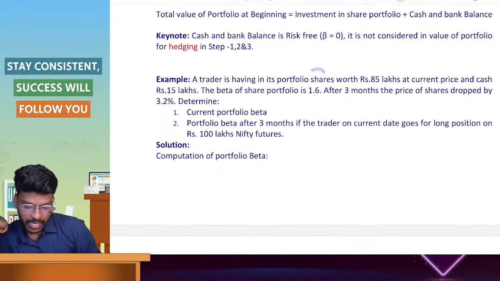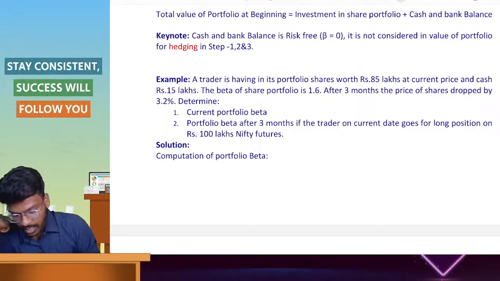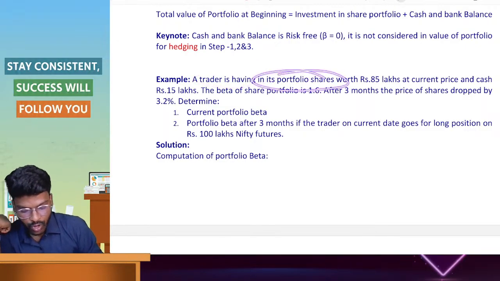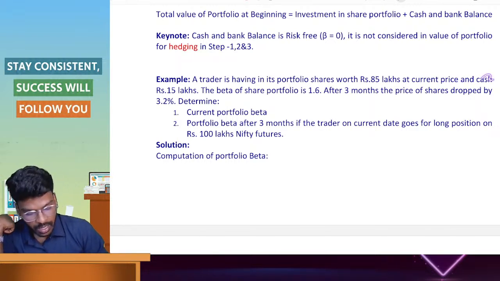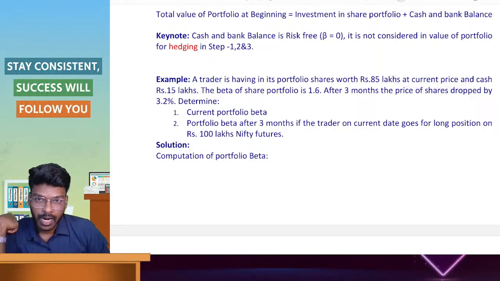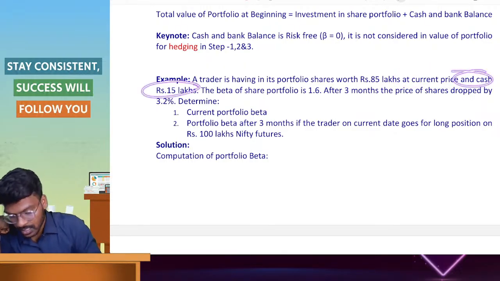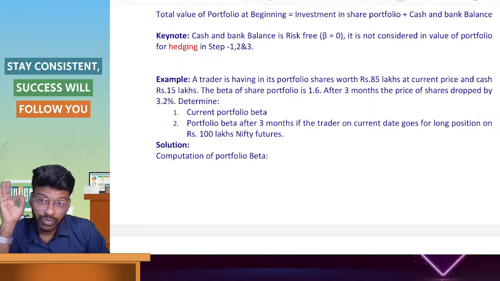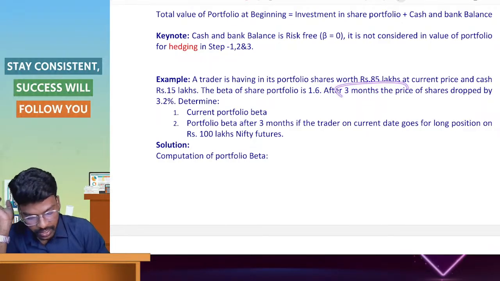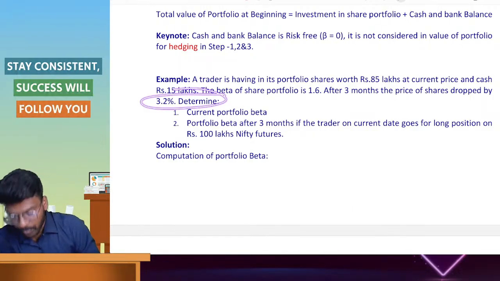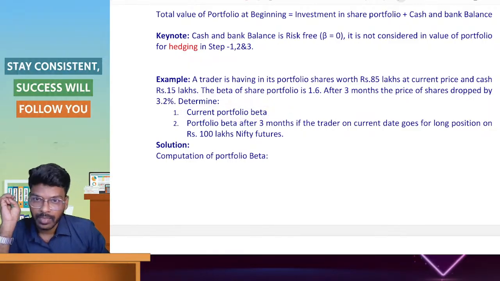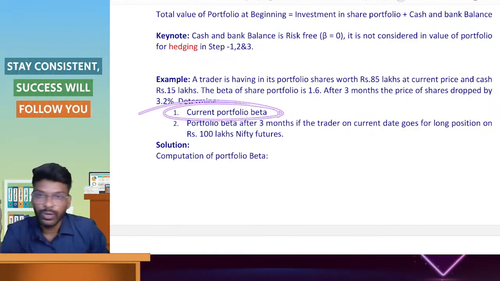Example, this is a real example given in ICA material. A trader having a portfolio of shares worth 85 lakhs. 85 lakhs portfolio of shares வச்சிருக்காரு, at a current spot price la இவ்வளவு வச்சிருக்காரு. The cash balance is 15 lakhs. The beta of the share portfolio is given in the question. After 3 months the price of the shares dropped by 3.2%. Determine current portfolio beta. It is actually a portfolio computation.